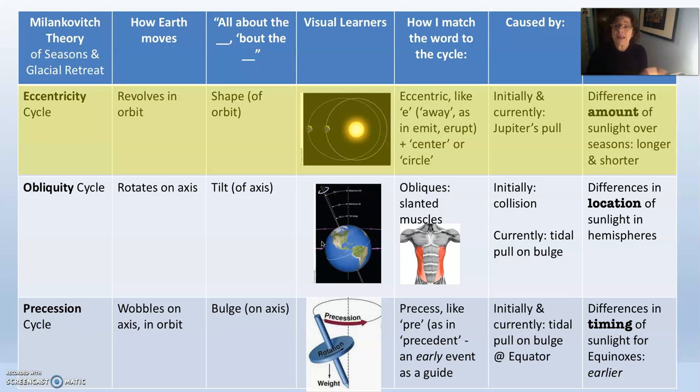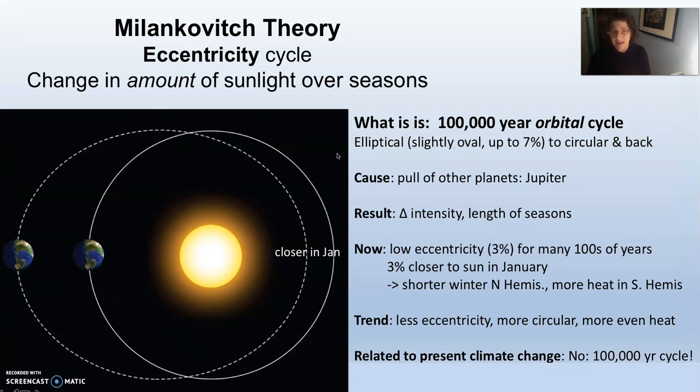To go back here, we're going to explore how these three cycles work with the three movements of the Earth. For instance, the eccentricity cycle moves with the revolution in the orbit, the annual revolution of the Earth. And the eccentricity cycle talks about the shape of the orbit. It actually says that the shape of the orbit is not a perfect circle the vast majority of the time. It's just a little bit off as an oval. That's what we're going to explore next.